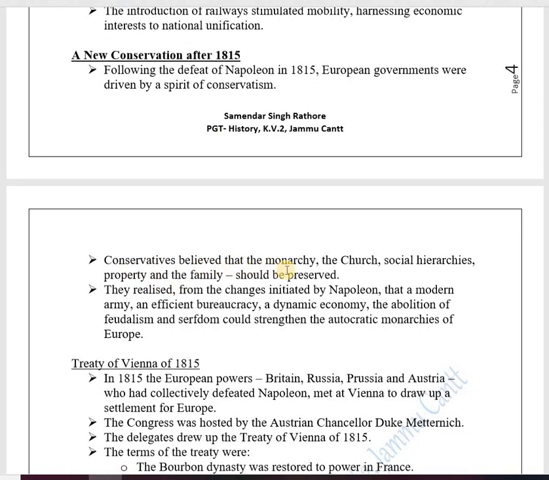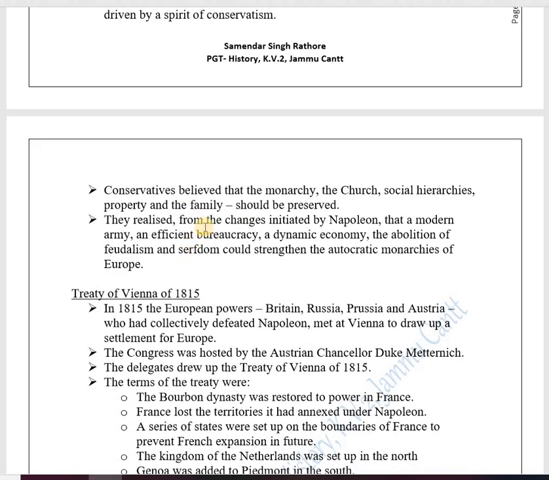Conservatives believed that the monarchy, the church, social hierarchies, property and the family should be preserved. So what did the conservatives believe? That there should be kings, there should be no nation, and that there is no equality in the society. Social hierarchies should be maintained, the property should be owned by only a few, and all family values should be preserved, and these were the main objectives of the conservatives. So they are against liberalism.